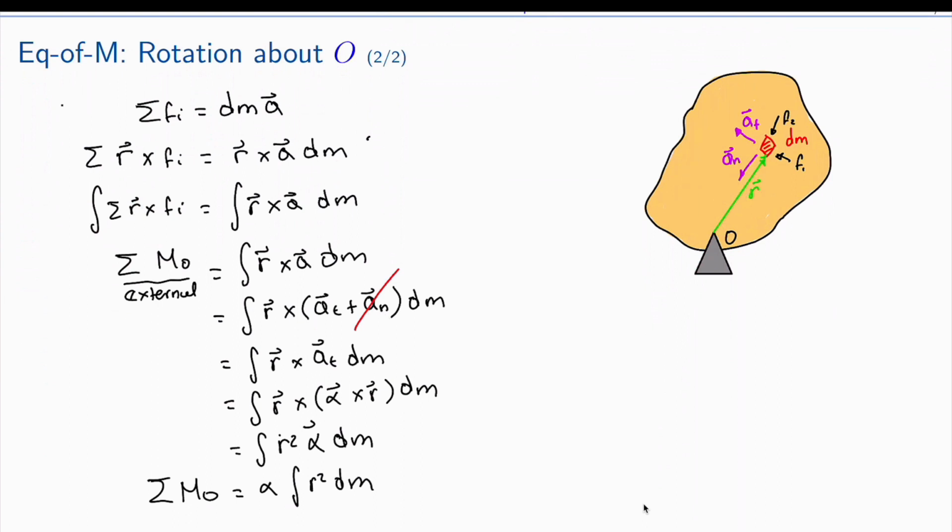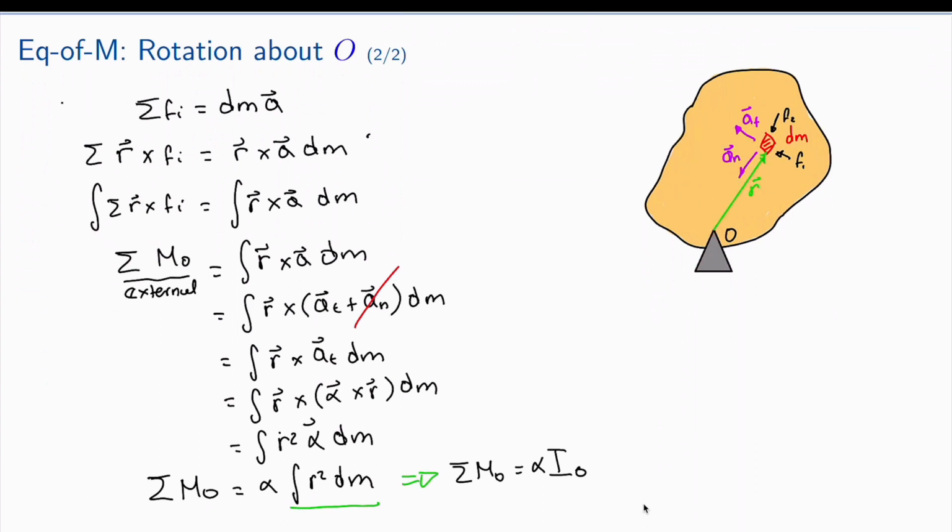And so this is the moment of inertia. So in conclusion, we have that the sum of the moments of the external forces is equal to alpha multiplied by the moment of inertia with respect to O, because r is measured from O.